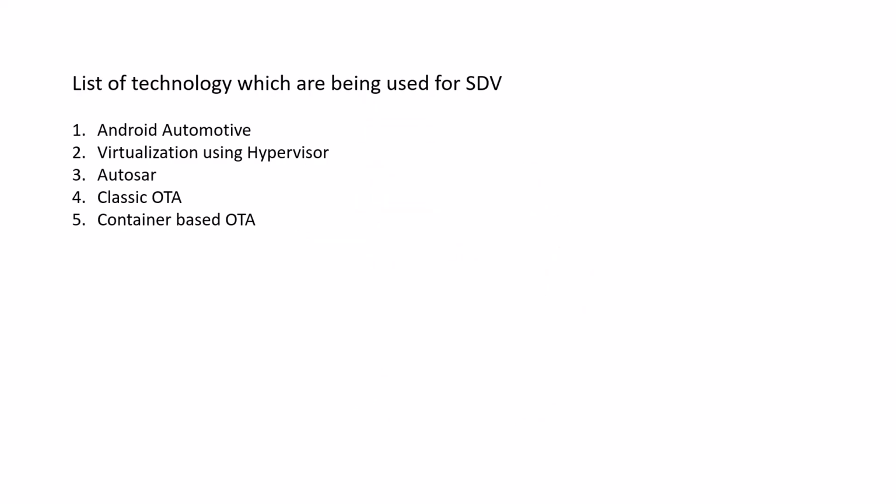One is Android Automotive. Second one is virtualization using hypervisor. Third one is AUTOSAR. Fourth one is the classic OTA, which is on the field, well tested. The fifth one is container-based OTA.